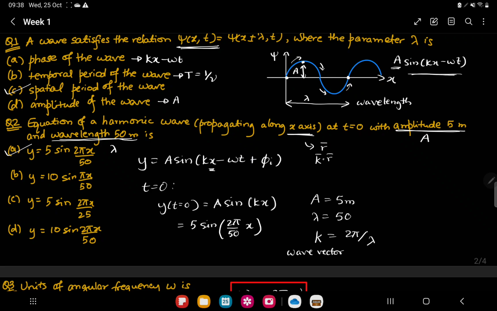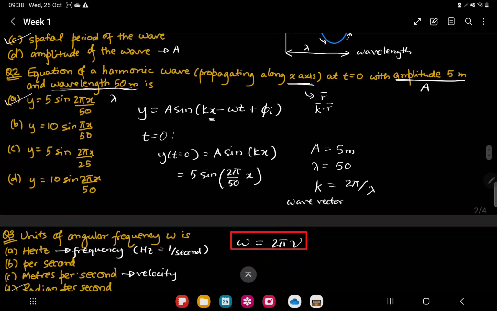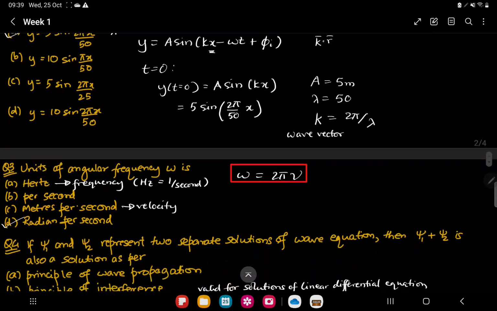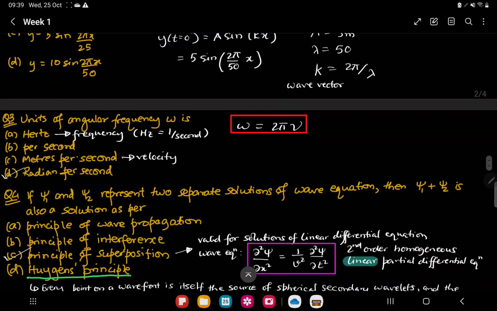And why kx minus omega t? Because the wave is propagating along the x-axis. And k is 2 pi by lambda, and lambda we are given is 50 meters. So that's why 5 sine(2 pi x by 50) is the expression for the wave. Units of angular frequency is radians per second. Please note that hertz is the unit for frequency, normal frequency, not the angular frequency.